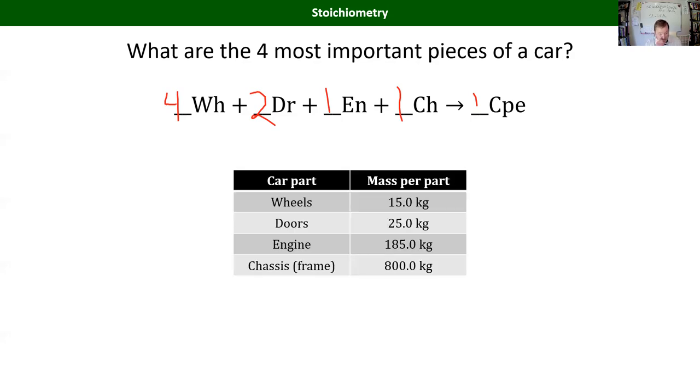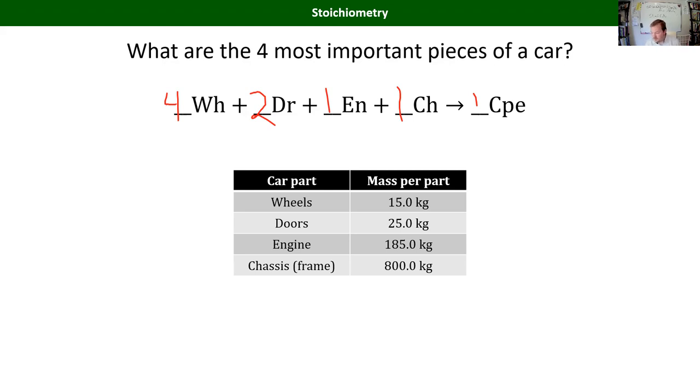Where this gets really useful is we didn't balance this according to the weight of the wheels, right? We need four wheels. It doesn't matter what they weigh. This is going to allow us to do things just like our molecular weight, where we can say, okay, if you have 250 pounds of wheels, how many cars can you make?